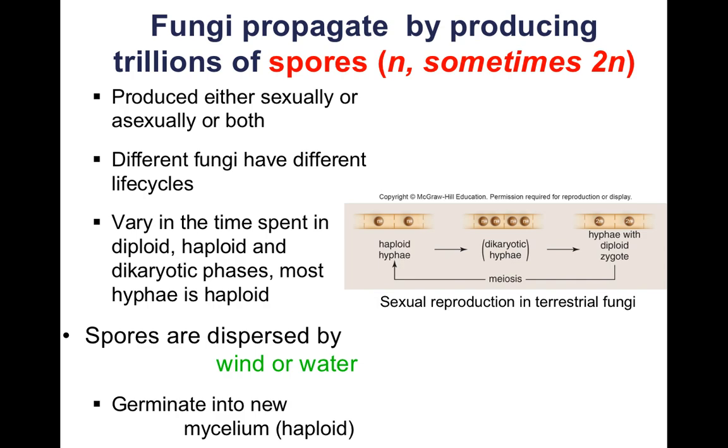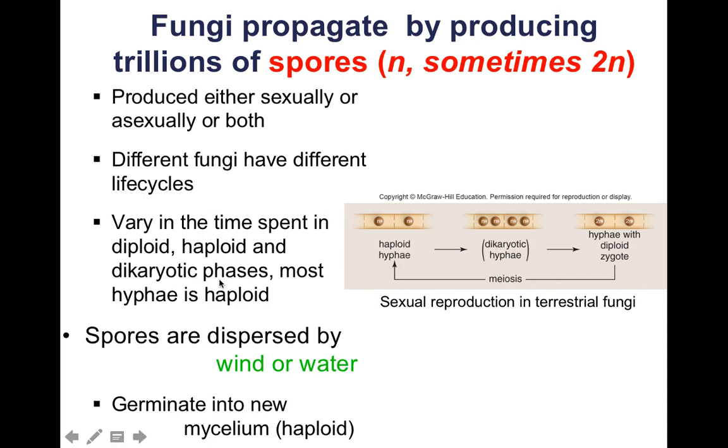Okay, so the way that fungi reproduce is they do it either sexually or asexually, or both. They produce trillions of spores. So spores are reproductive cells. They are usually haploid, though they are sometimes diploid. And the different fungi have different life cycles. I do not expect you to learn all the different life cycles of fungi, so I'm going to tell you that right now. There are multiple life cycles described in your textbook. You don't need to learn them all. You just need to have a general idea of how fungi reproduce.